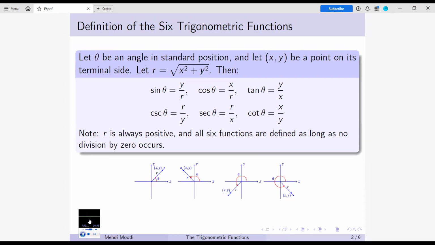But don't worry. Cosecant, secant, and cotangent are just the reciprocals of sine, cosine, and tangent. They're the understudies of trigonometry. You might ignore them now, but one day you'll be glad they showed up.